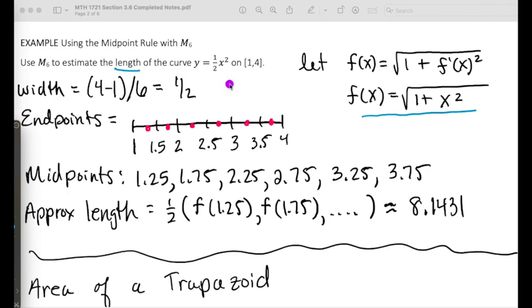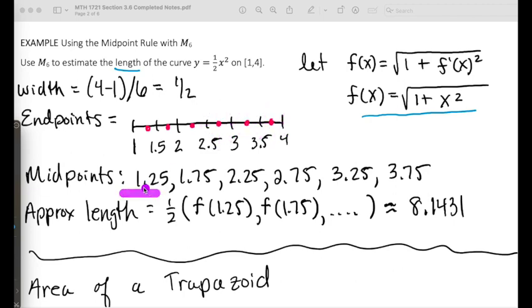Now, to find our endpoints and our midpoints, since this is on the interval from 1 to 4, I'm going to find the length of the interval and divide by 6 since we're making 6 intervals. And I find that we get lengths of intervals of 1/2. So my endpoints for the rectangles are going to be at 1, 1.5, 2, 2.5, 3, 3.5, and 4. And then to find my midpoints, I have to add them up and divide by 2. So here are all my midpoints.